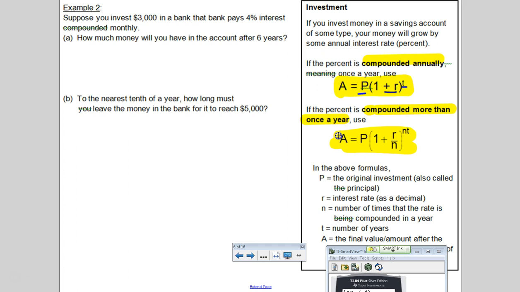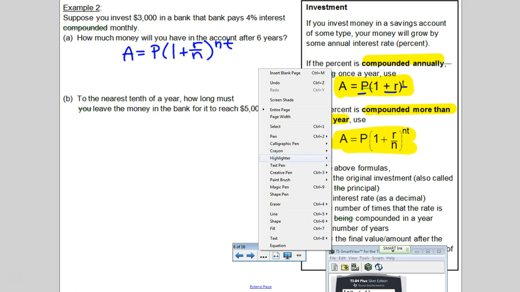biannually, or whatever. So problem number 2, suppose you invest $3,000 in a bank that pays 4% interest rate compounded monthly. So since it's compounded monthly, it means it's more than one time. I'm going to use that formula. All right, I'm going to write down the formula. I want to stress that this all means the same thing, even though this looks different.